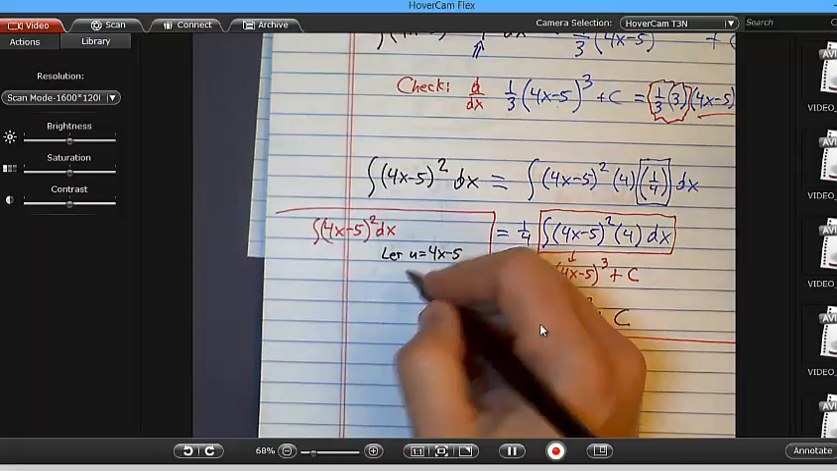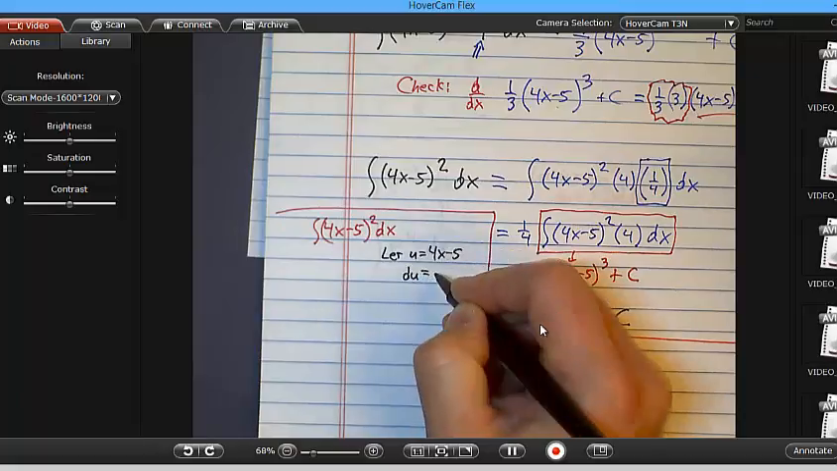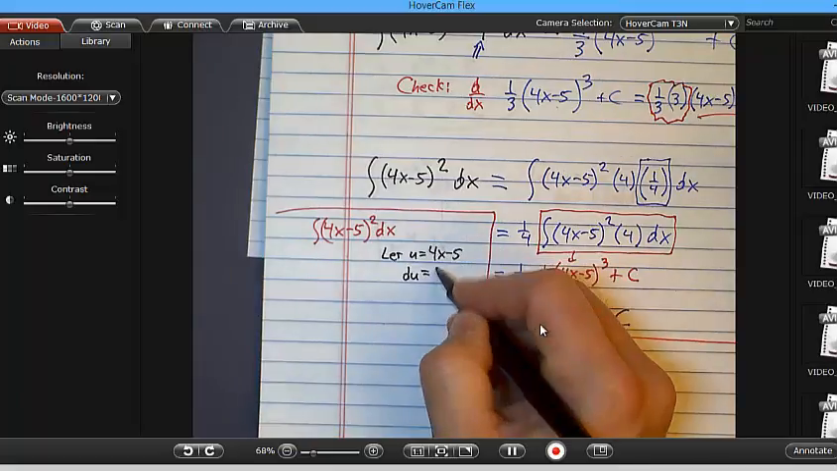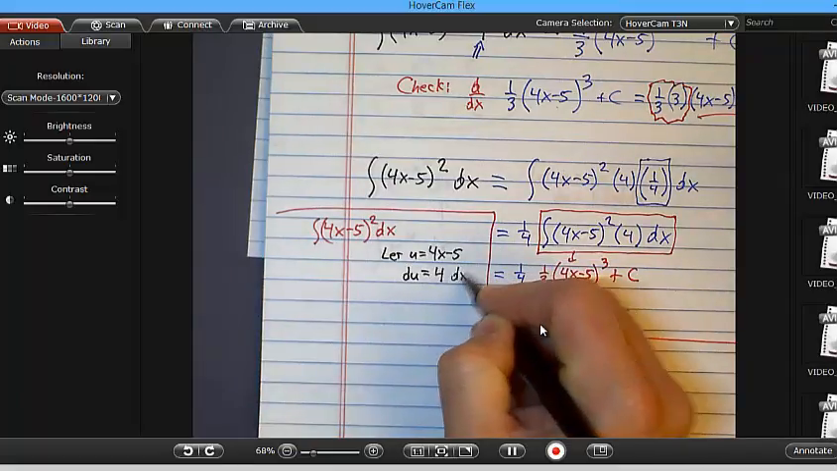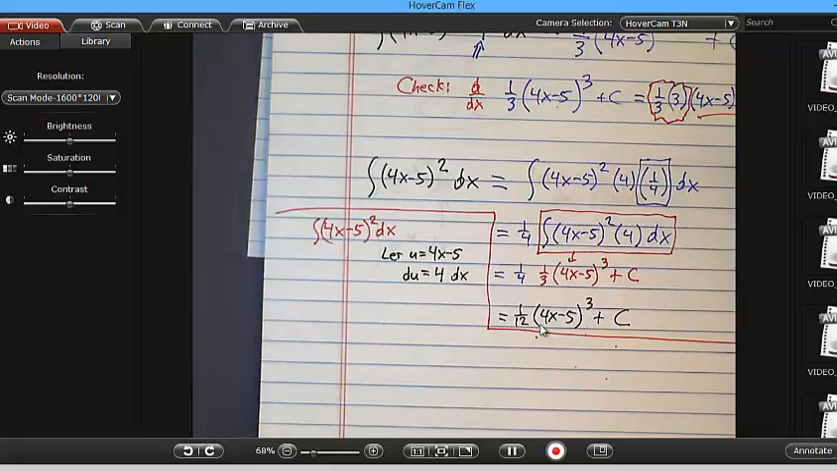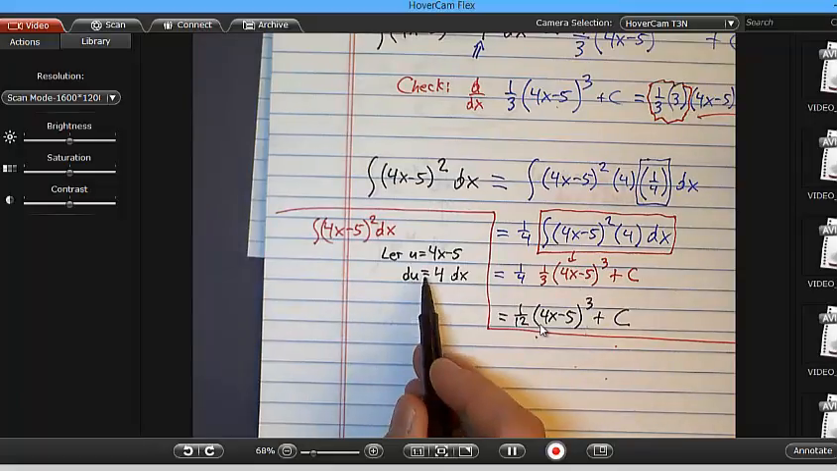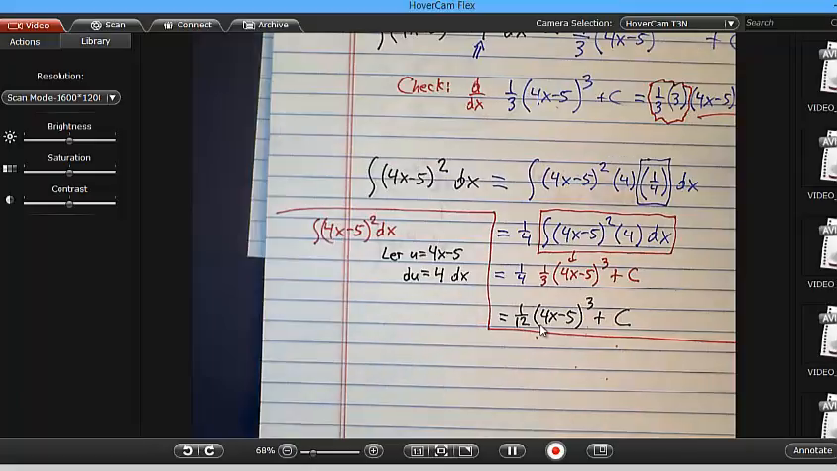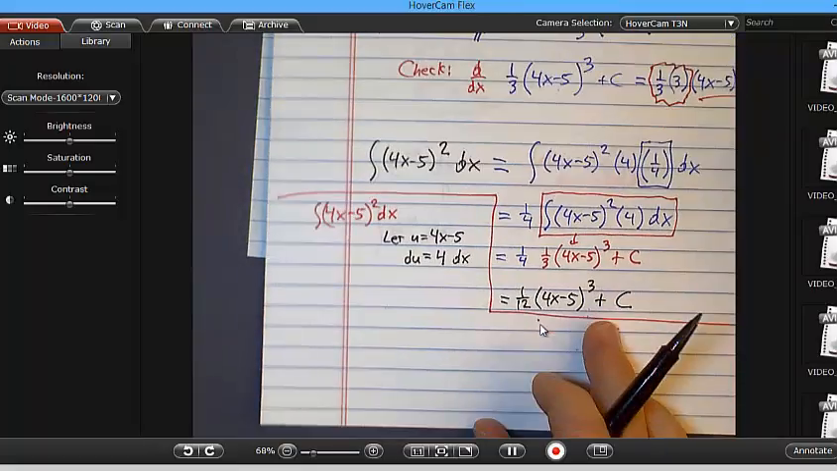So then I would write du equals, what's the derivative of 4x minus 5? 4 dx. I don't write du dx. I just write du equals 4 dx. Raise your hand if you're with me up to this point. I just want to make sure. That's not bad.